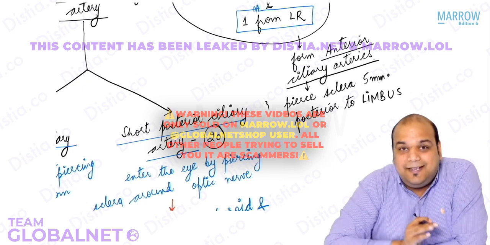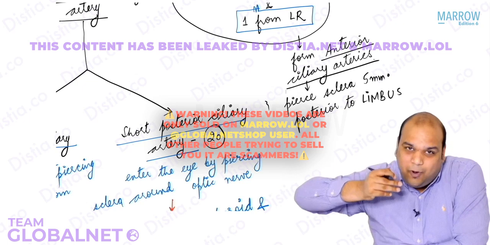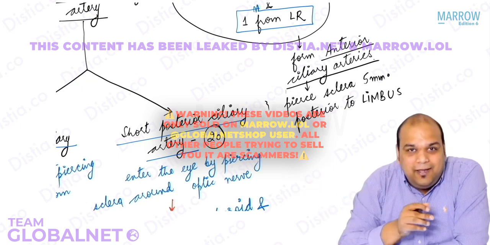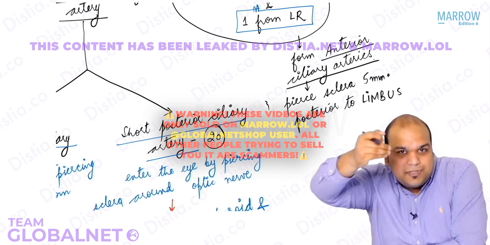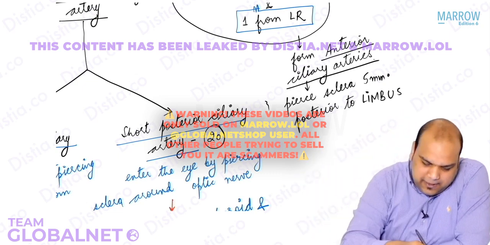See, focus. The name is anterior ciliary artery. That's why I'm using an anterior landmark now. I'm no more saying optic nerve near or around or away. I'm using an anterior landmark, limbus. So posterior to limbus 5 mm, they pierce the sclera, and then they will supply what, everybody?